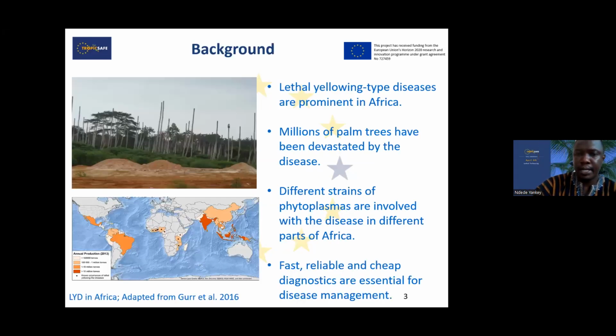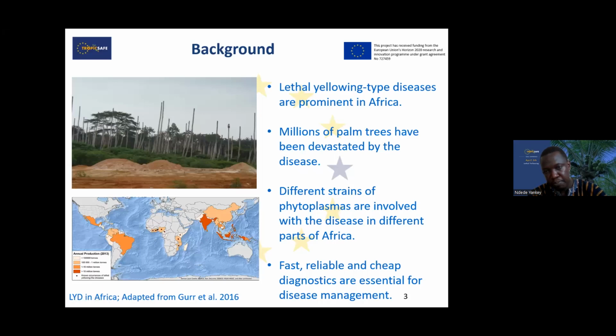So by way of introduction, the lethal yellowing type disease is very prominent in Africa. I think as Wayne alluded to, this is a map adapted from Egya et al. And we can see that the disease is present in Cote d'Ivoire, in Ghana, in Togo, in Nigeria, and then in Cameroon. And as Assunta mentioned, we now have it also in Equatorial Guinea. And when it comes to the eastern part of the continent, we have it in Mozambique, and we have it in Tanzania, and we have it in Kenya.